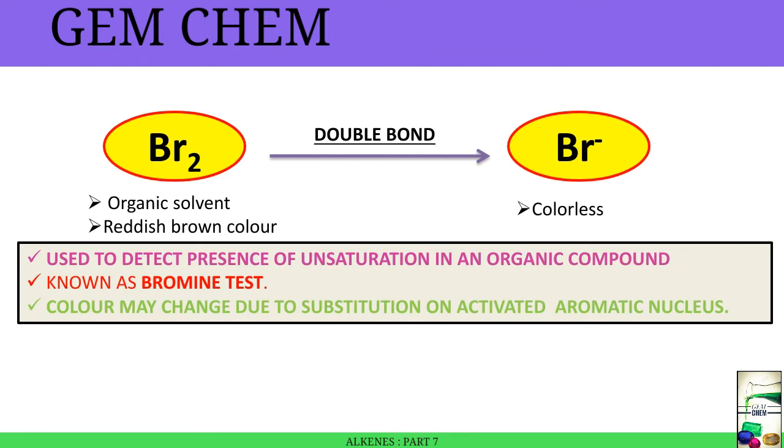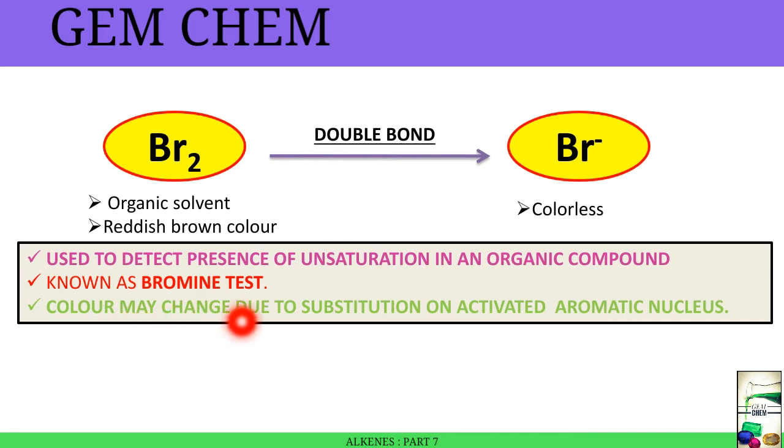Now we will see one thing, that is bromine addition is a test for unsaturation, we know that. Bromine in an organic solvent is reddish brown in color. On being added to a double bond, it becomes colorless. So there is a drastic change in color, and it is easy to detect the color change. So it is used to detect the presence of unsaturation in an organic compound and it is known as the bromine test.